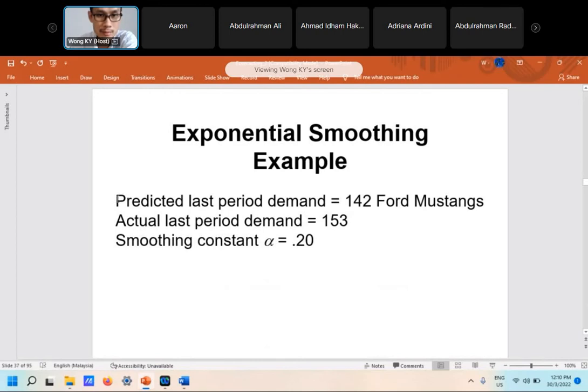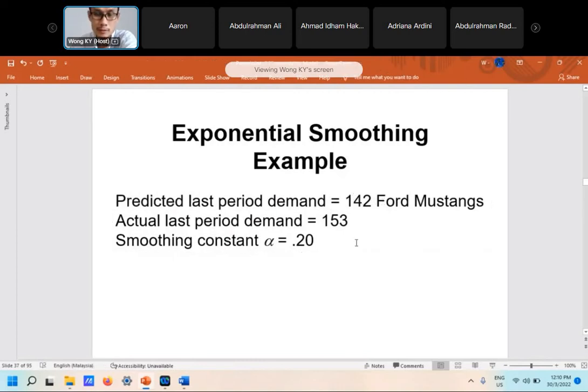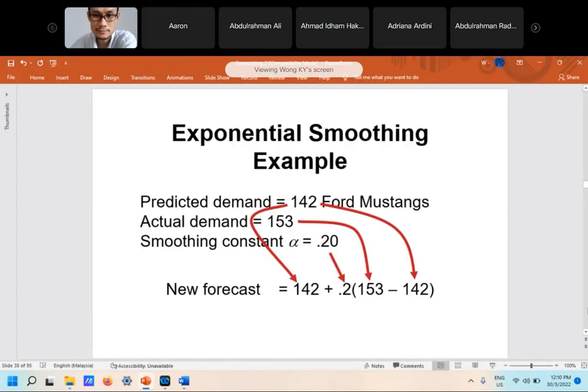Right, so this is one simple example. Let's say the predicted last period demand is 142 Ford Mustang, which is a model of Ford car. So last period, we made a forecast, and the forecast value was 142. We also have the actual demand value of last period, which is 153 Ford Mustang cars, and the given smoothing constant is 0.2. So what is the forecast of this period? 144.2.